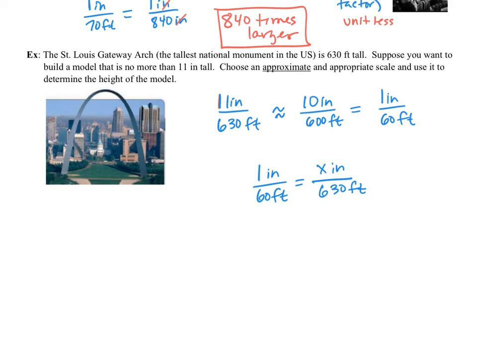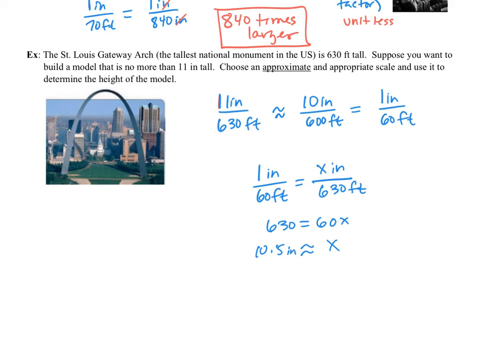So now if we cross multiply, we're going to get that 630 is equal to 60 times x. We'll divide both sides by 60, and x is approximately equal to 10.5. And again, this is very, very approximate. Now, that x, remember x was a number of inches, so that would be 10.5 inches.